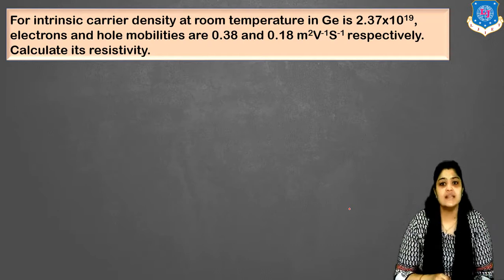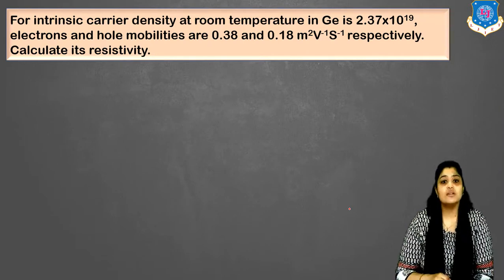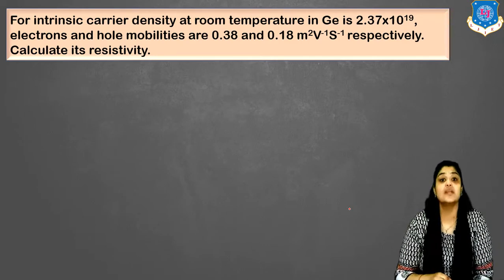Let's move on to one more category, which says for intrinsic semiconductor, the carrier density at room temperature in germanium is 2.37 into 10 raised to 19 per meter cube. Electron and hole mobilities are 0.38 and 0.18 respectively. You have to find its resistivity.